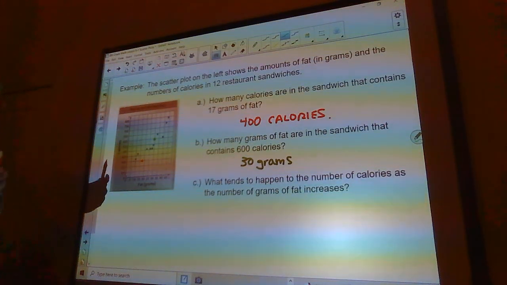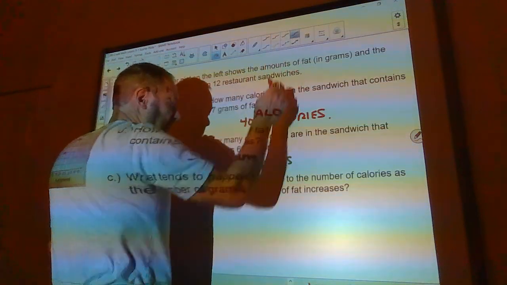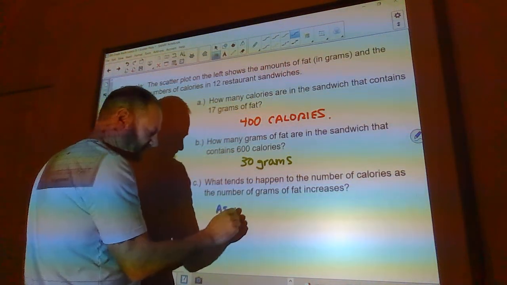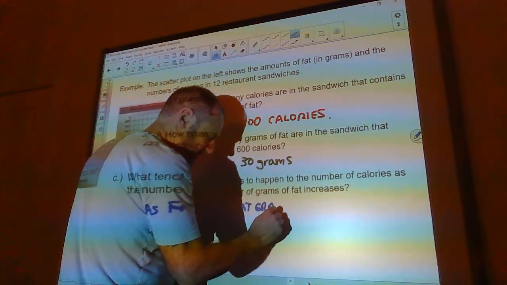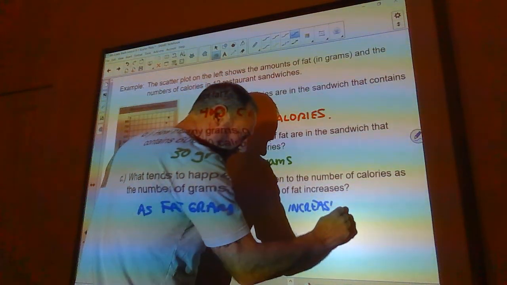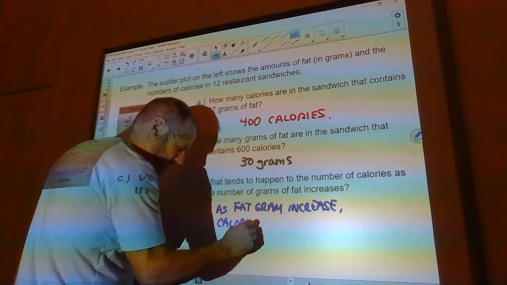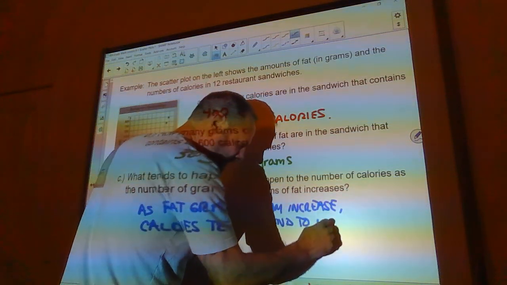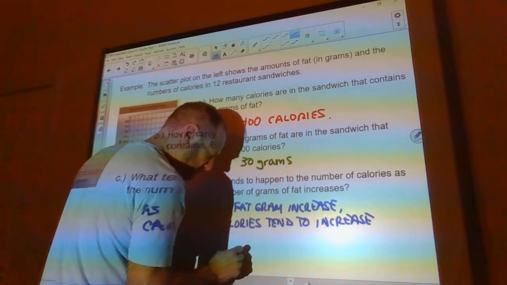Okay. Now, the funny thing about data is, we should write that down too: as fat grams increase, calories tend to increase as well.